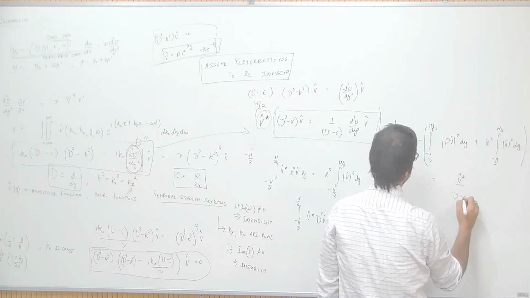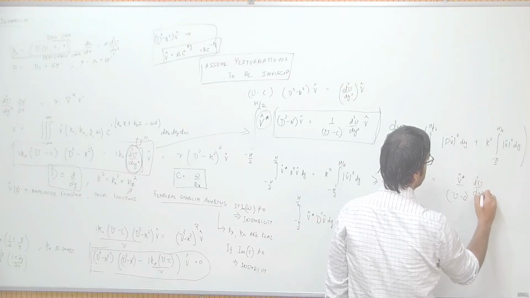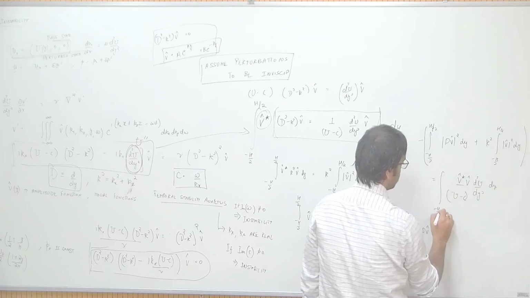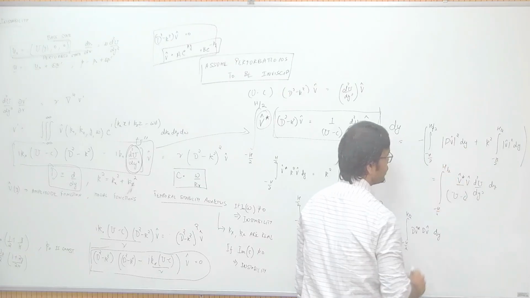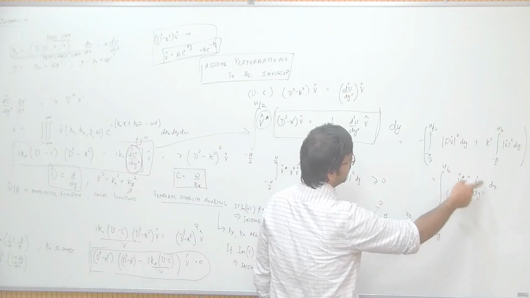v hat star by capital U minus c, d2u over dy square, and then a v hat, let us multiply it here, dy from minus h by 2 to h by 2. Okay. So, what can you say about the right hand side quantity?